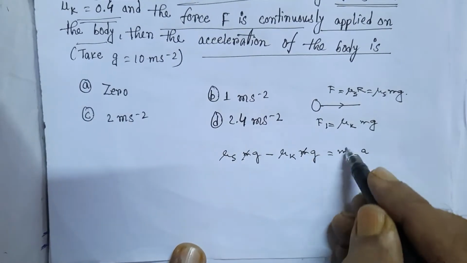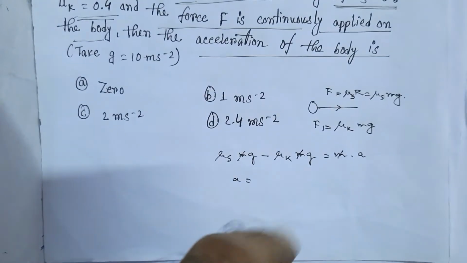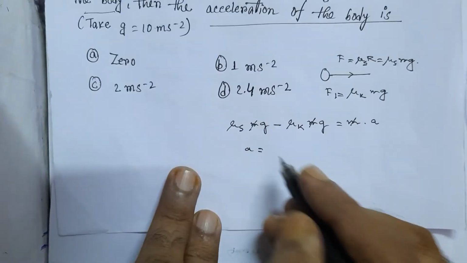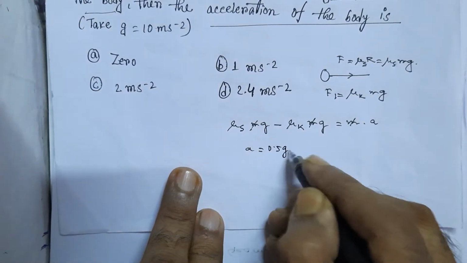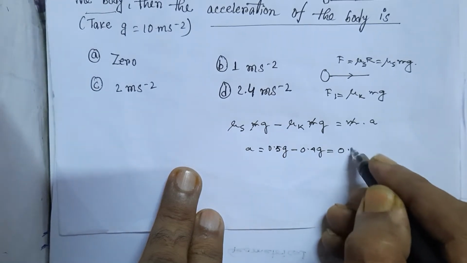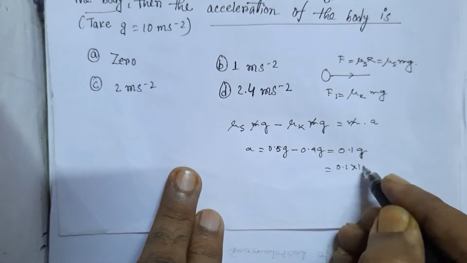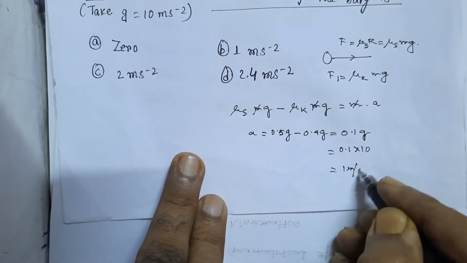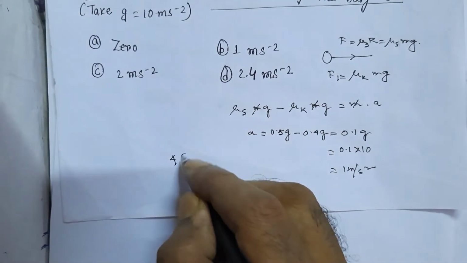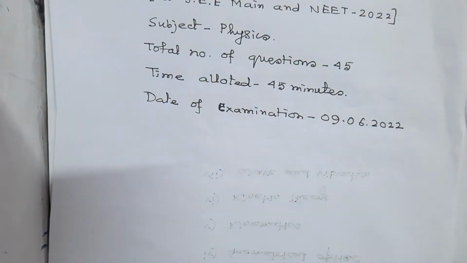M being cancelled out from both sides, a equals mu s, that is 0.5, minus mu k, 0.4, times g. So 0.5 into g minus 0.4 into g, that is 0.1 into g. G is 10, so 0.1 into 10, that is 1 meter per second square. So the answer to question number 4 is B. Now let us see question number 5.